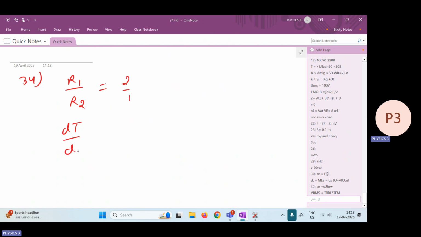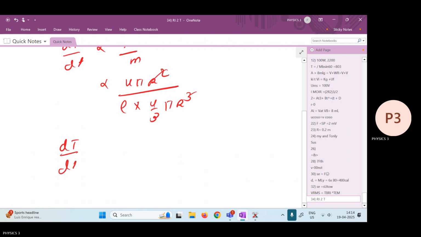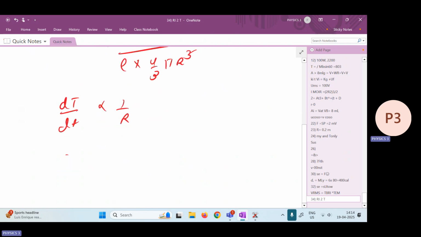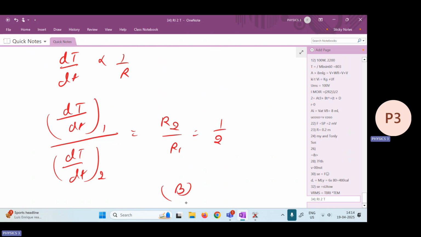Now we know that rate of cooling is directly proportional to area upon mass. So instead of area, we can write 4 pi r square. And instead of mass, we can write density into volume. Volume we have is 4 by 3 pi r cube. As density remains the same because the material remains the same, we can say rate of cooling is inversely proportional to radius. Okay, so dT by dt of first upon dT by dt of second we can write as R2 by R1. So that will be 1 by 2. So option B is absolutely true in this situation.